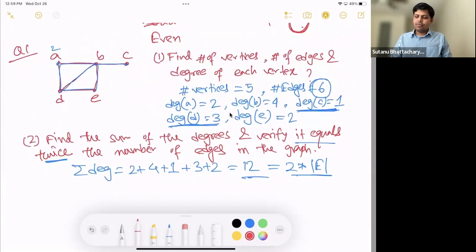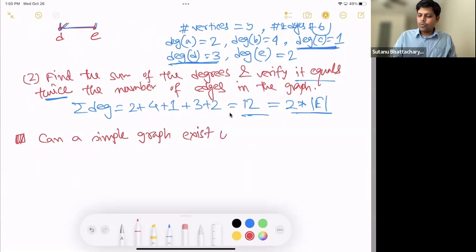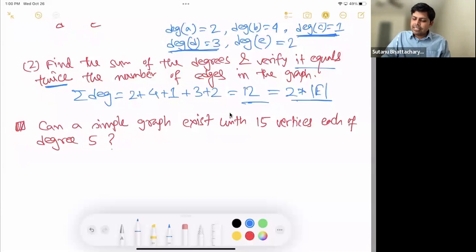Very easy problem. Now, here is an interesting, slightly tricky question. Can a simple graph exist with 15 vertices, each of degree 5? What do you think? Is it possible? Can a simple graph exist with number of vertices 15, each of degree 5? Is it possible at all?